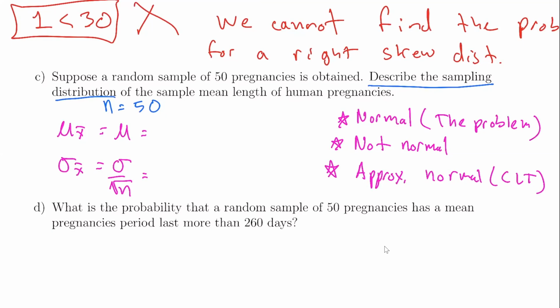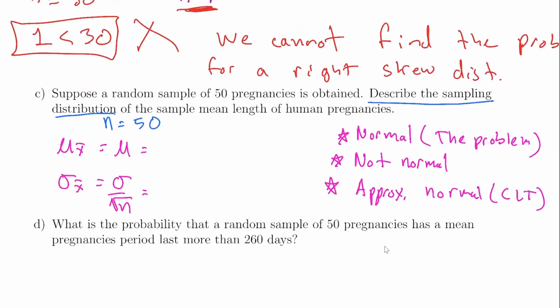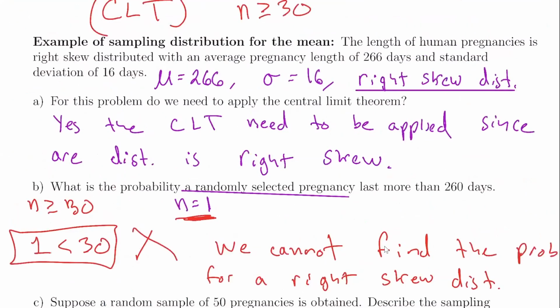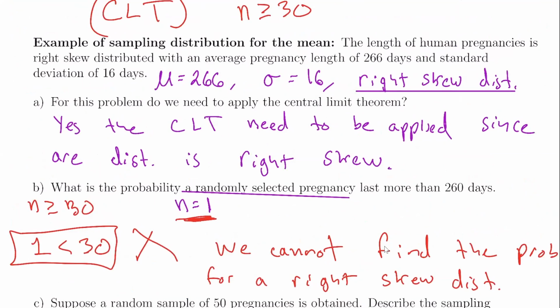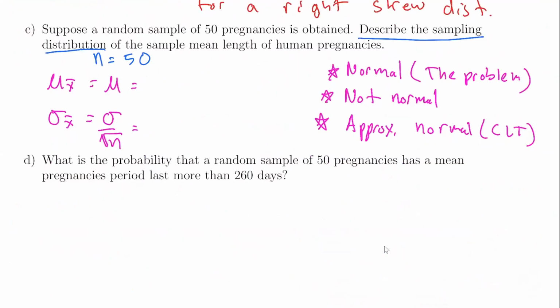All right, so let's go ahead and do this one. First we're going to find mu of x bar. Mu of x bar is equal to mu. Since it's part C, we're going to use the information from the beginning, because all of that is referring back to the information that was given to us. So mu is equal to 266. I'll put 266 over here. Any questions for the 266?